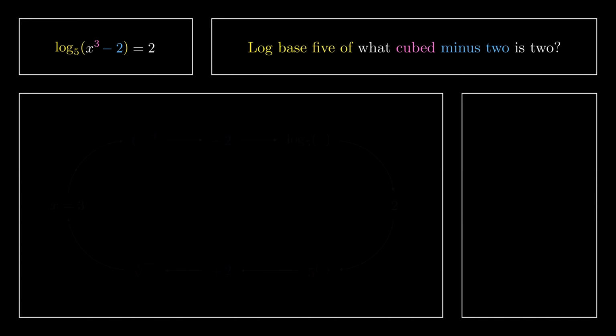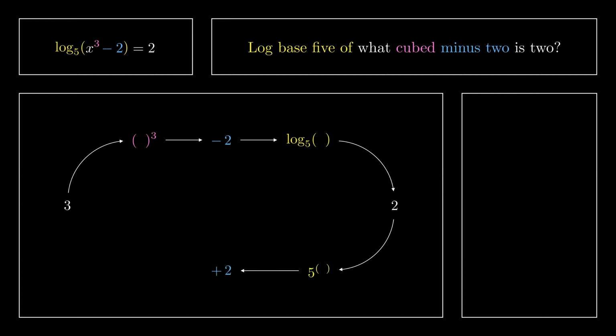Let's check it. 3 cubed is 27, minus 2 is 25. Log base 5 of 25 is 2. 2 exponentiated base 5 is 25, plus 2 is 27. Cube root is 3. Here's the work.